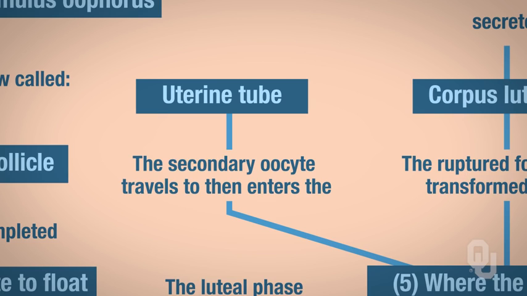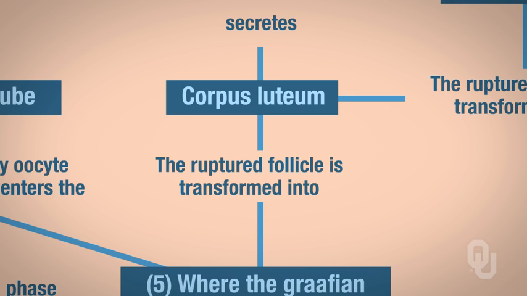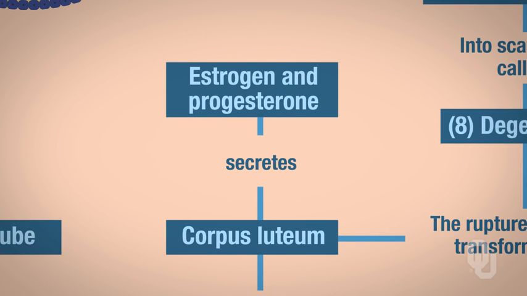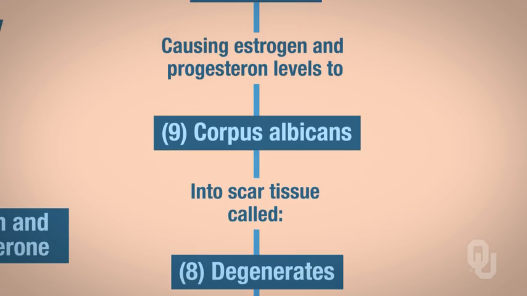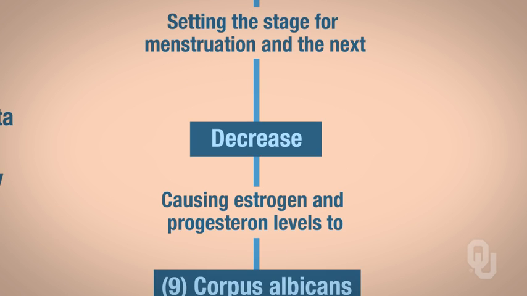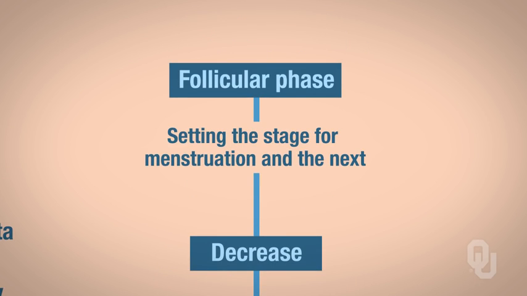All right, now what's left of the follicle, the rest of the follicle? That gets transformed into what's called the corpus luteum. So that corpus luteum is going to secrete estrogen and progesterone, which we're going to talk about more later. But always keep in mind, corpus luteum secretes estrogen and progesterone. If the oocyte is not fertilized, the corpus luteum will degenerate, and you're left with what's called the corpus albicans. Because you don't have the corpus luteum, the levels of estrogen and progesterone then are going to decrease. And then that sets the stage for the follicular phase to occur all over again in the following month.